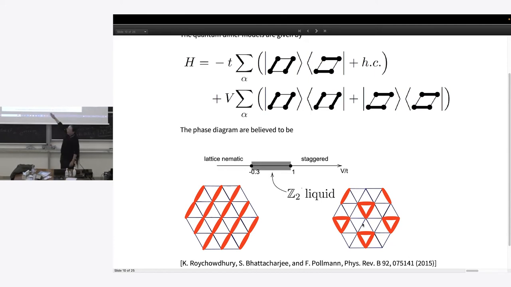As you change V over T, at some point a new phase kicks in, which our condensed matter friends call the Z2 spin liquid phase. I will not explain the details, but it's a topological phase, a TQFT with Z2 gauge group.